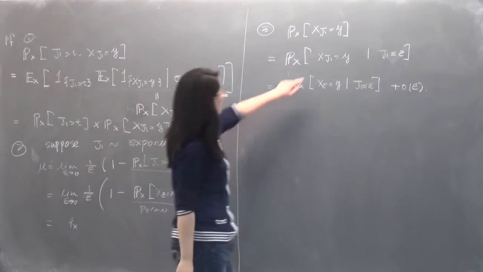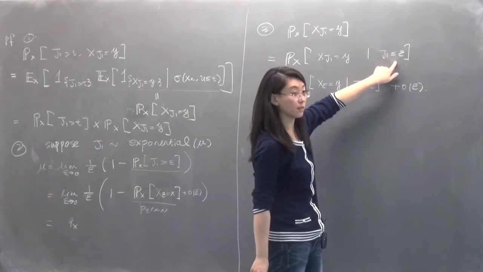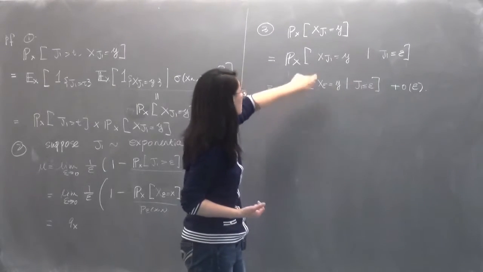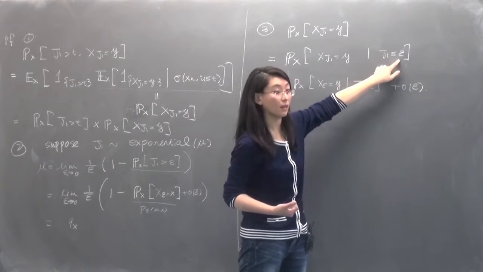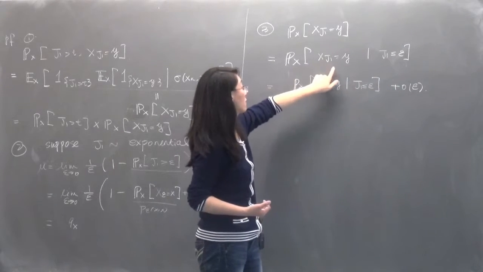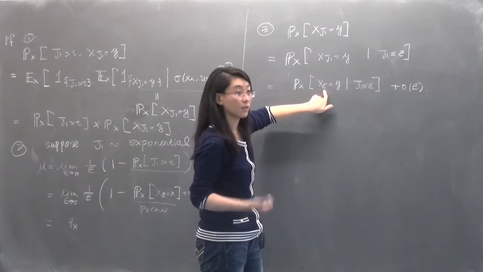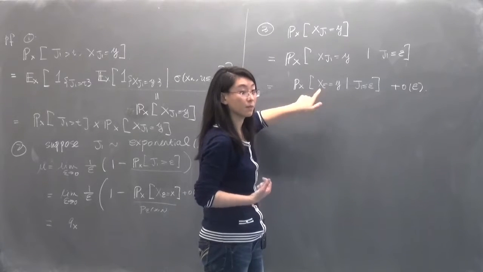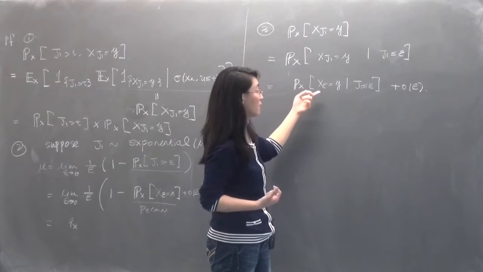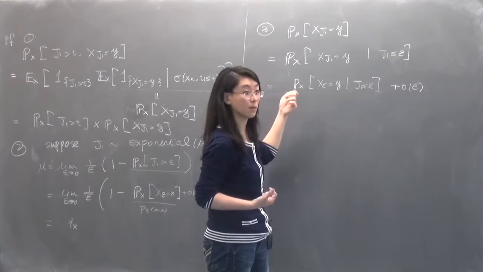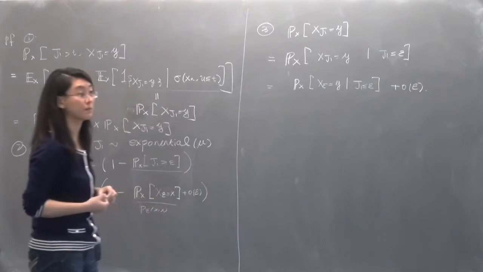Because if we know that X_{J1} equals y and J1 is less than epsilon, there are two possibilities. One possibility is the Markov chain jumping from x to y before time epsilon, and then it just stays there for a while, so X_epsilon is still y. The second possibility is that there is another jump before time epsilon. So this probability will become an error term with respect to epsilon.